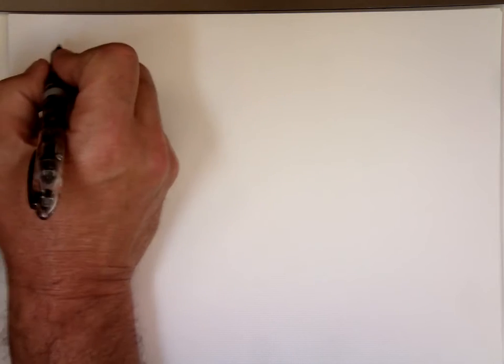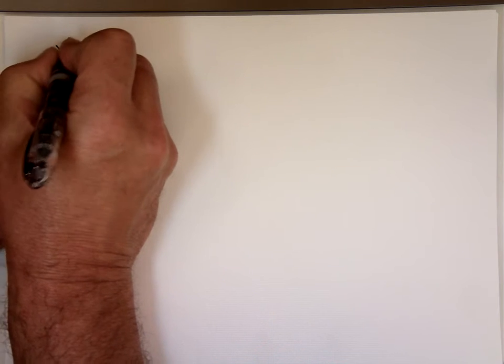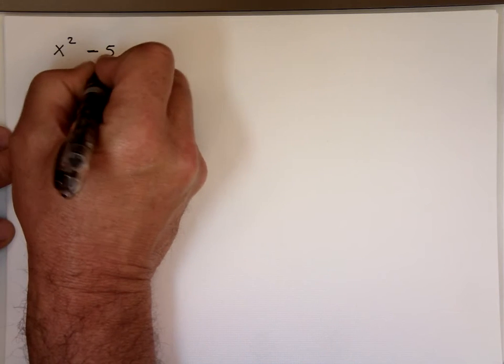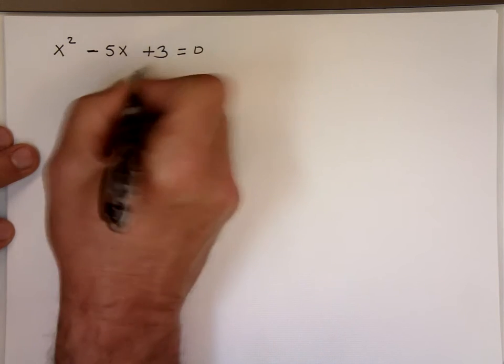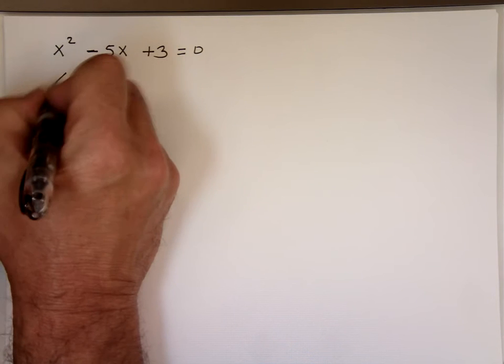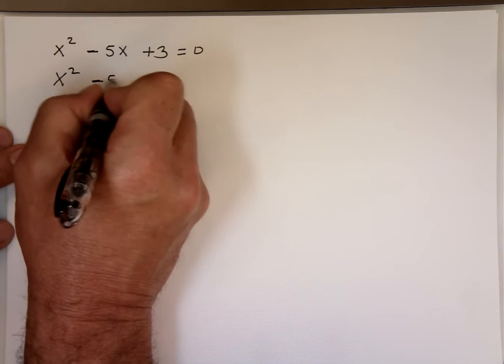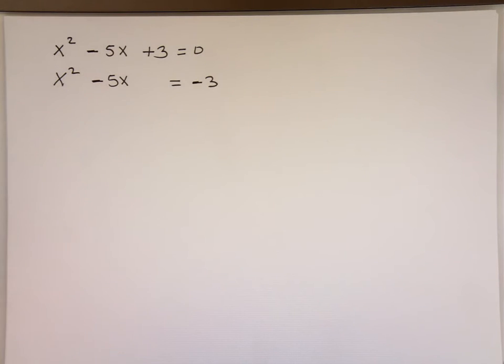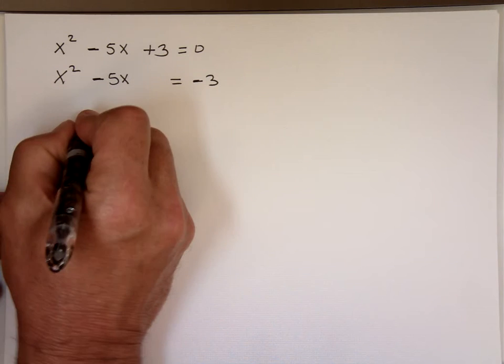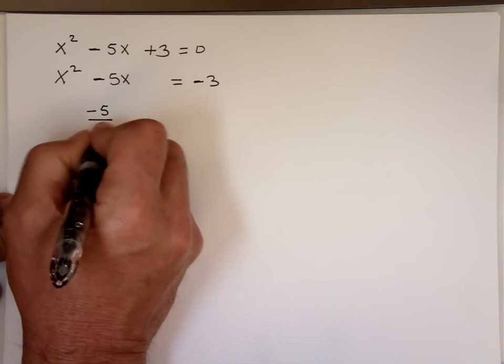Where this might not be really a fun method to use is when that number is not divisible by 2. So I'll give you an example. X squared minus 5x plus 3 is equal to 0. Let me move the plus 3 there first. When I move it, it becomes what? Negative 3. Now take the coefficient of x, which is the negative 5, divided by 2 and square it.